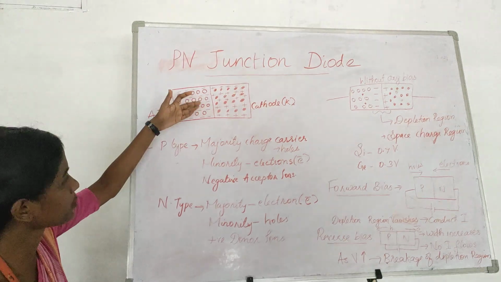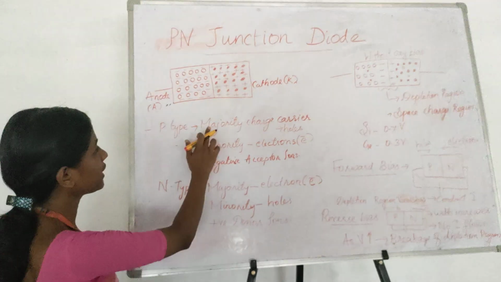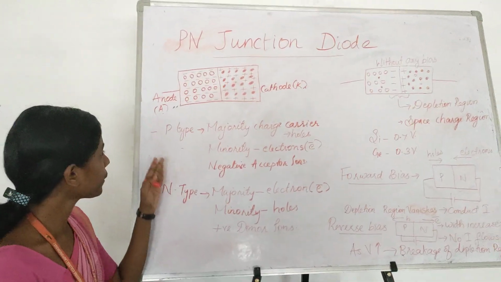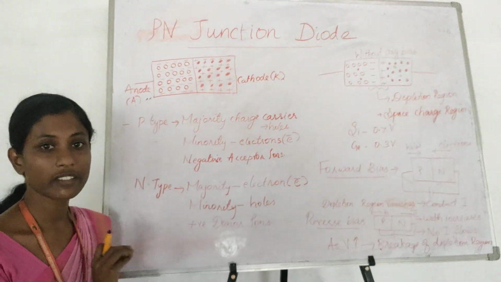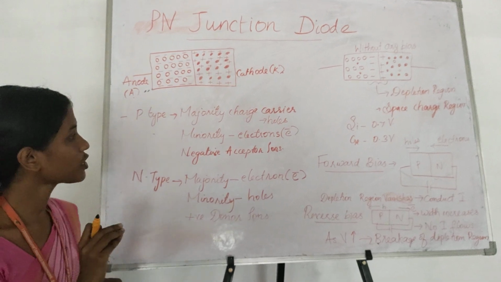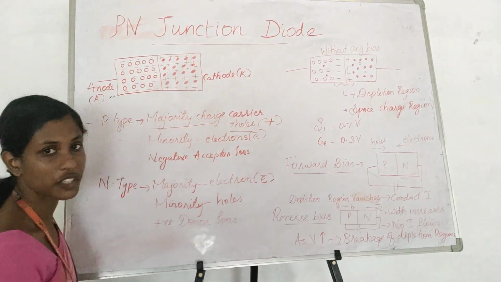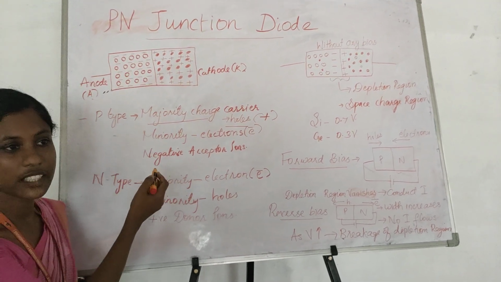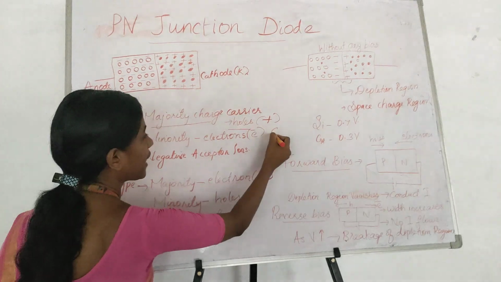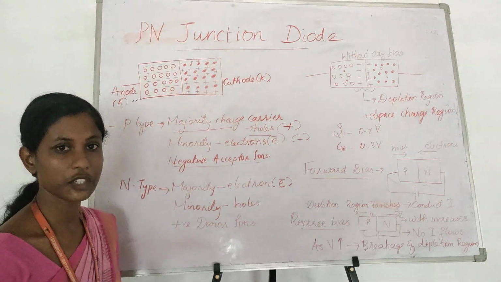Now we are going to discuss the structure of a PN junction diode. As I already said, it is a combination of P-type as well as N-type material. P-type material is formed from doping of trivalent impurity. That means a vacancy is there, holes will be there. So we consider the majority charge carriers as holes. The charge of the holes is assumed to be positive. Next, the minority charge carriers in P-type material will be electrons, which have a negative charge, and negative acceptor ions will also be present in the P-type material.